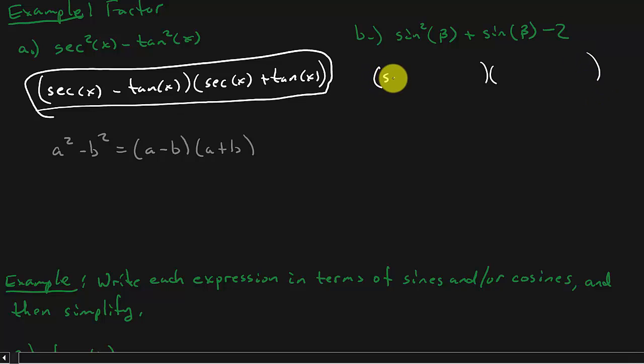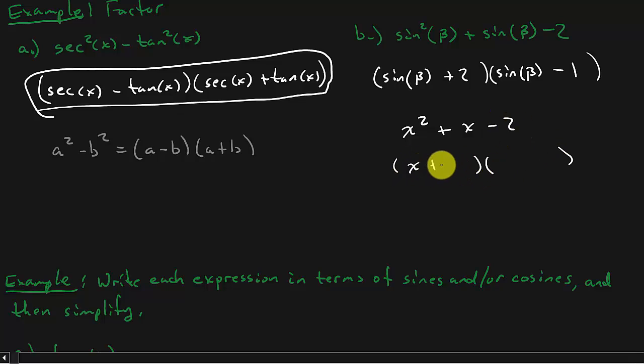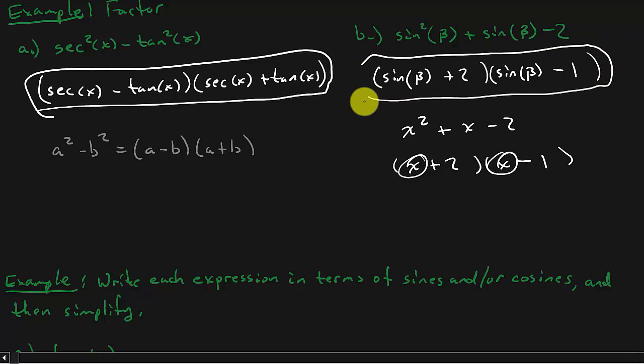So this is going to be sine beta plus 2, sine beta minus 1. Okay, so it's the same thing as factoring this with the x's. See, that's x plus 2, x minus 1. And the only difference is instead of having x, we've got sine beta. All right, so this is your answer here.